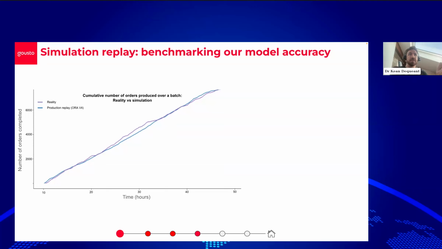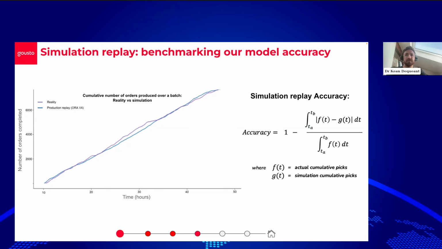In this example, you have in purple the reality, and that graph shows the number of orders we completed over time. Then we ran over V4 as it was running in the factory, and we got something fairly close to that. There's a function for defining accuracy. In this case, we got 97.5% accuracy. The idea is, if we're able to replay what happened, then if we make a change, most likely it will apply.